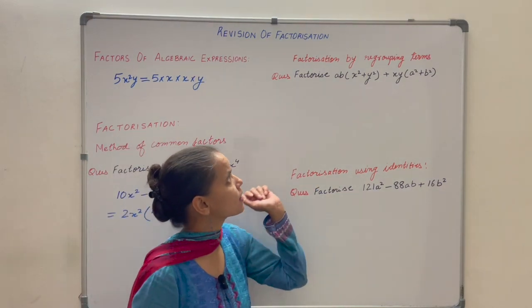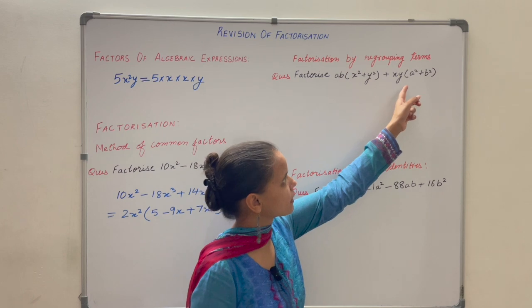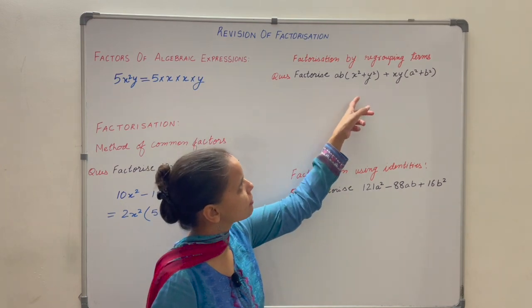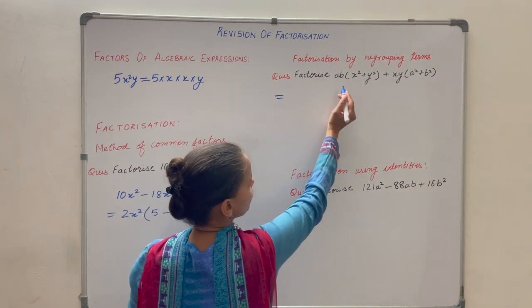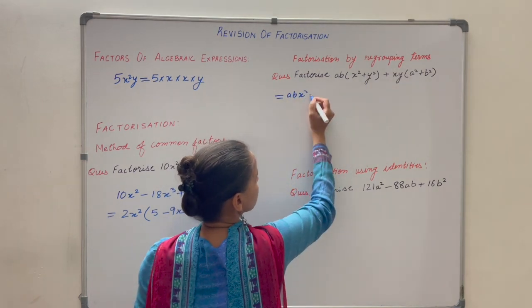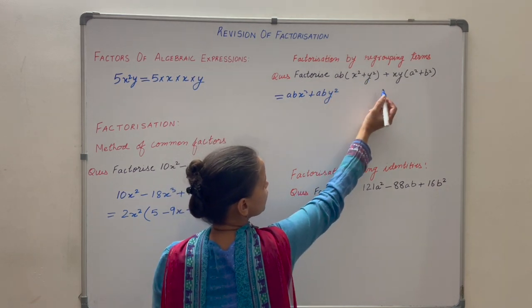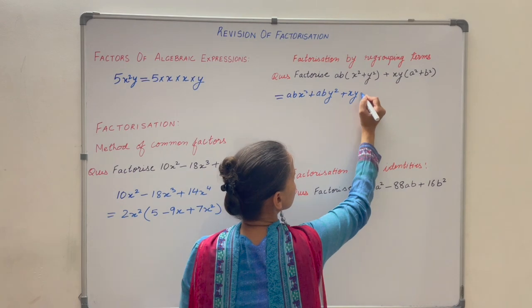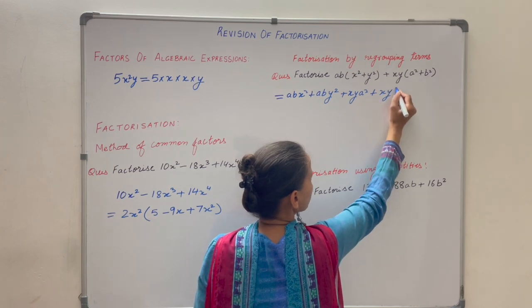Factorization by regrouping terms. Question: factorize ab(x square plus y square) plus xy(a square plus b square). So can we take anything common here? No. So let us open the brackets and try to regroup them and then take common. So I am going to use the distributive property here to open it. So ab into x square gives you ab x square. Plus into plus gives you plus ab into y square. Here what do you get? xy into a square. So here you have got plus xy into a square. Plus into plus is plus. xy into b square gives you xy b square.